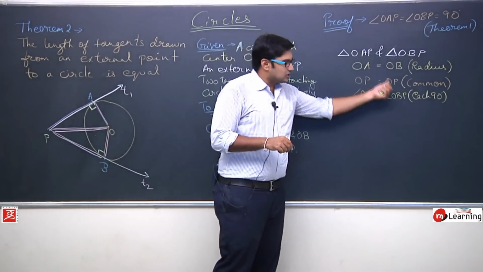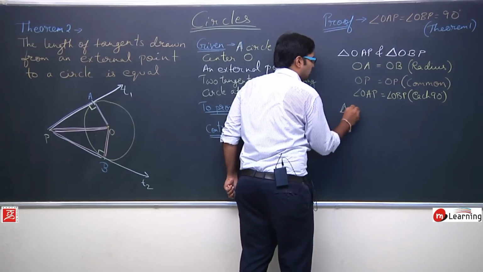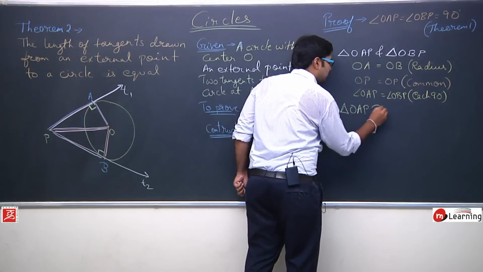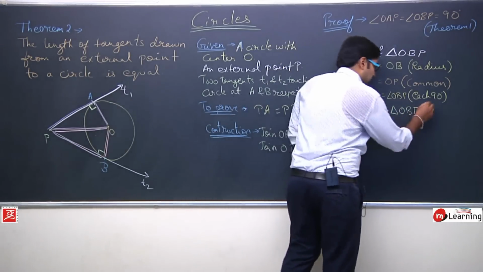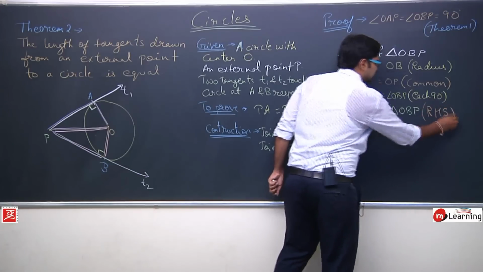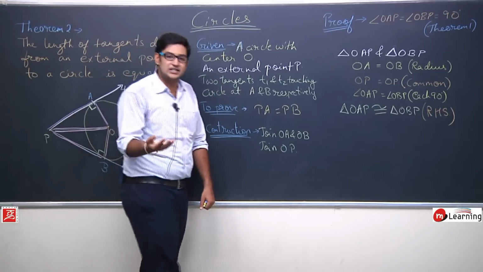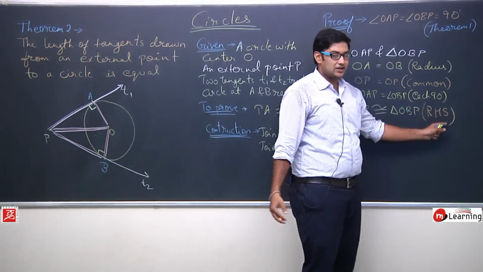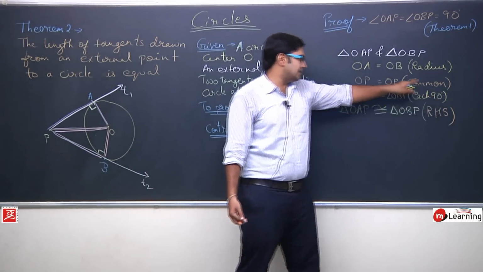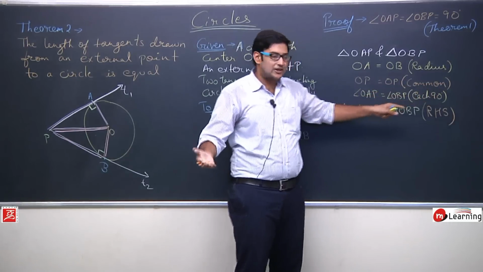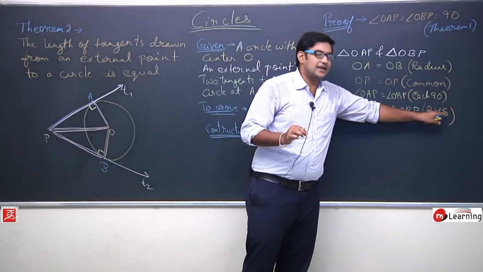So when I observe these conditions, I can say that triangle OAP is congruent to triangle OBP by RHS. What is RHS? RHS is a criterion for congruency. In triangles we have studied this criterion. Right angle, hypotenuse, side. One angle is a right angle, the hypotenuse is OP which is common, and the side OA is equal to OB. So definitely these two triangles are congruent by the criterion of RHS.